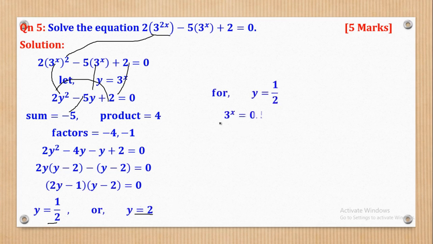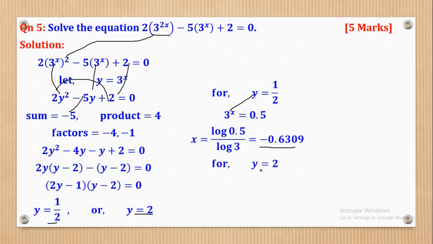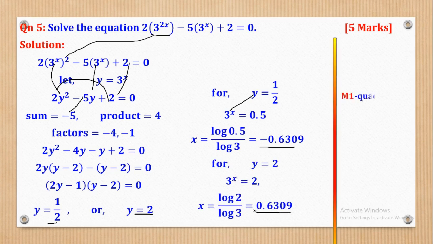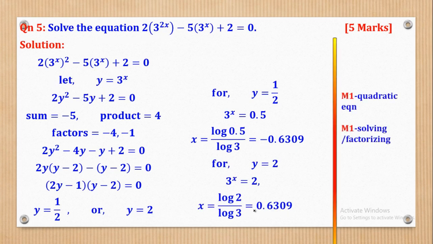For y equal to a half, that means that 3 to the power x is equal to 0.5. When I introduce logarithms, I'll come up with negative 0.6309. For y equal to 2, it means that 3 to the power x is equal to 2. Introduce logarithms to come up with positive 0.6309. So basically, that is what they wanted.